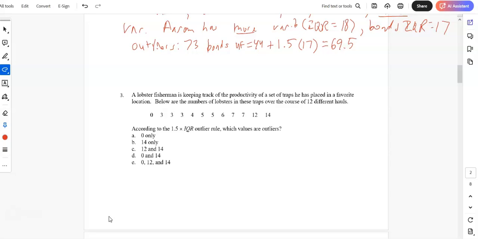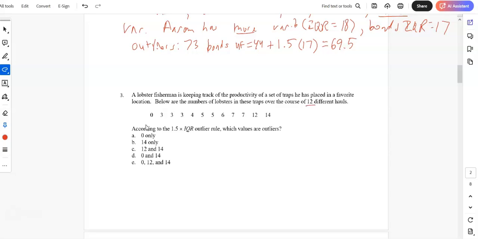Here's a multiple choice. A lobster fisherman is keeping track of the productivity of a set of traps. He placed his favorite location below the numbers of lobsters in these traps over the course of 12 different hauls. According to the 1.5 IQR rule, which values are outliers? So there are 12 different traps.